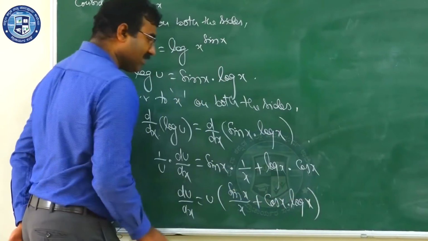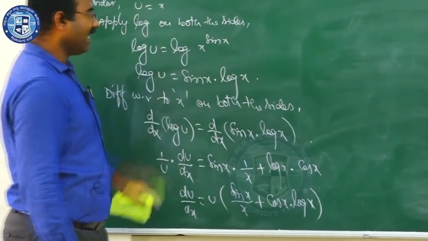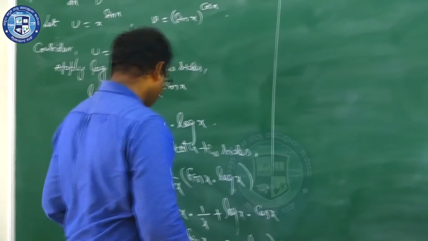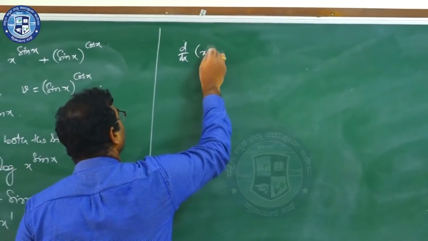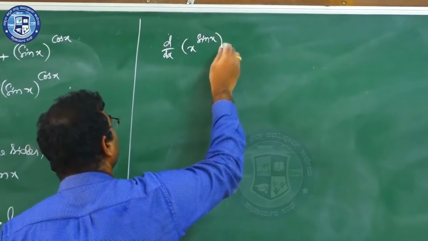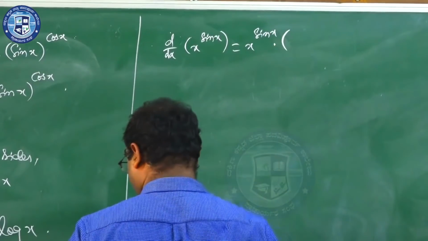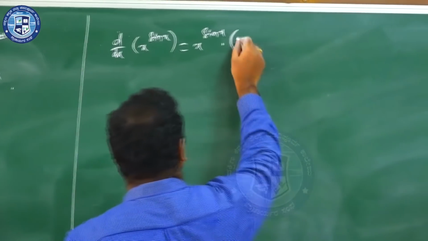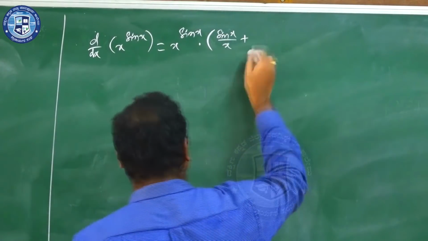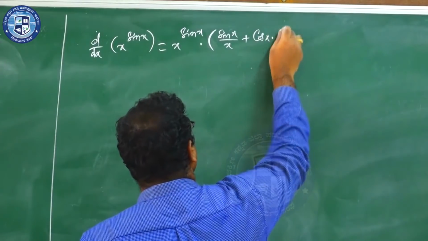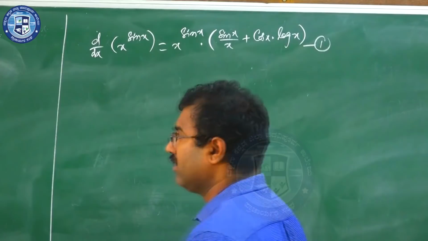Okay, what is this u now? What is this u? u is x power sin x. So d by dx of x power sin x is equal to x power sin x into (sin x by x plus cos x into log x). Take it as 1.